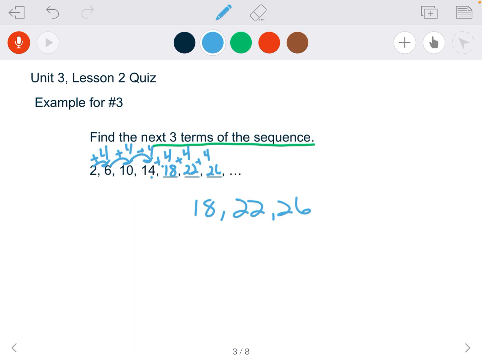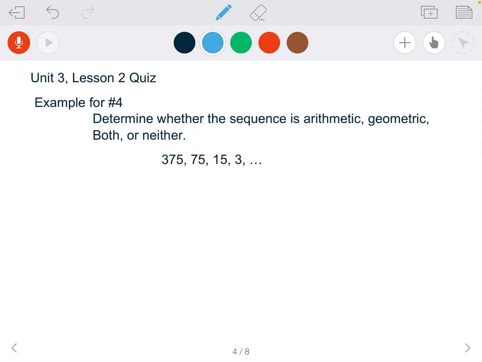Hopefully this is making sense. Answer number 3, pause the video. When you're done, go on to number 4.